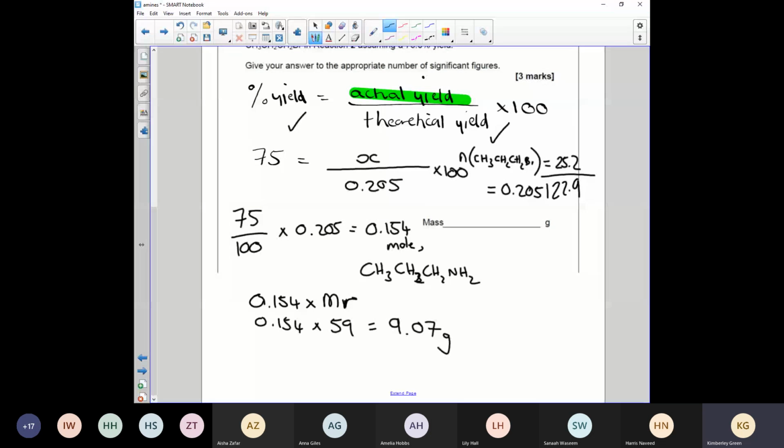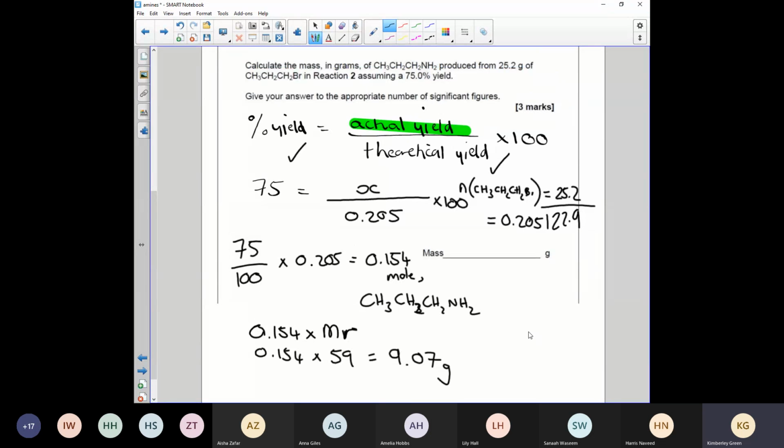Right, it wants the appropriate significant figures, doesn't it? It's asked for, give your answer in appropriate significant figures. So let's have a look. What have I got in my question? I've got that as a number value and that. Both of them are 3 significant figures, so I need to make sure that my mass is to 3 significant figures. So there you go.